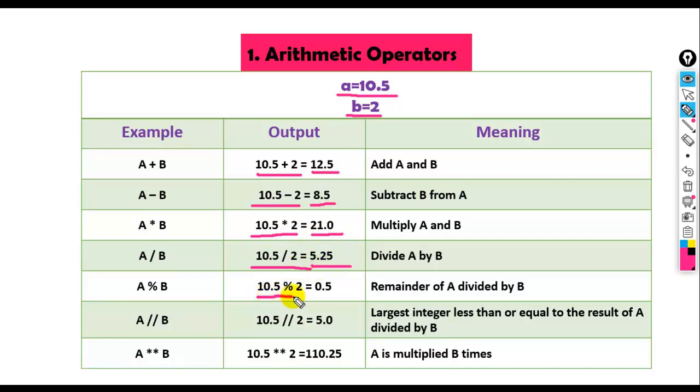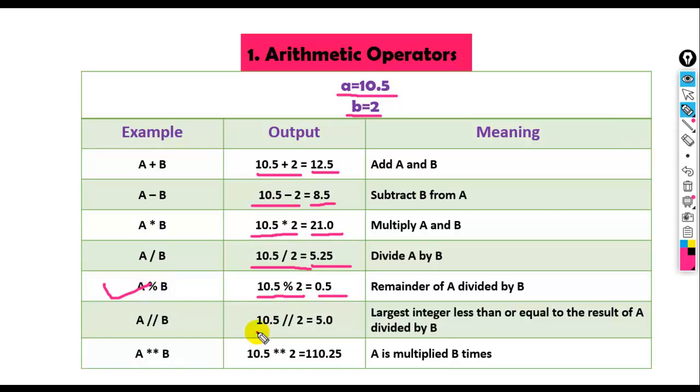Now 10.5 mod 2, output is 0.5. So I have taken this example just to show you we can operate this modulo operator on floating point number as well in Python. This is invalid in C. We can't operate modulo operator on floating point number in C.